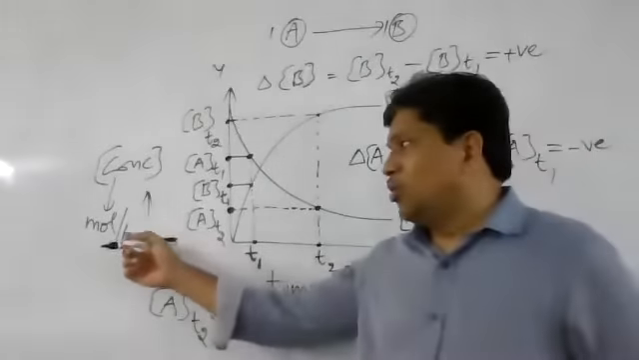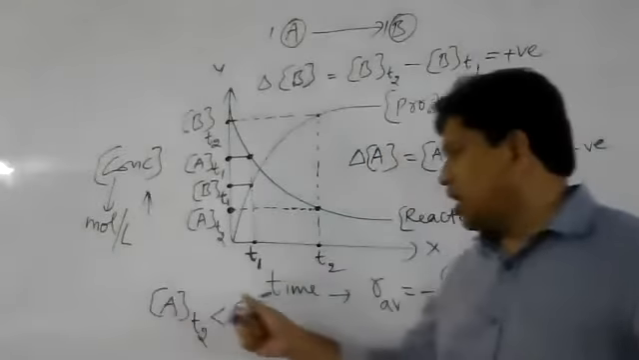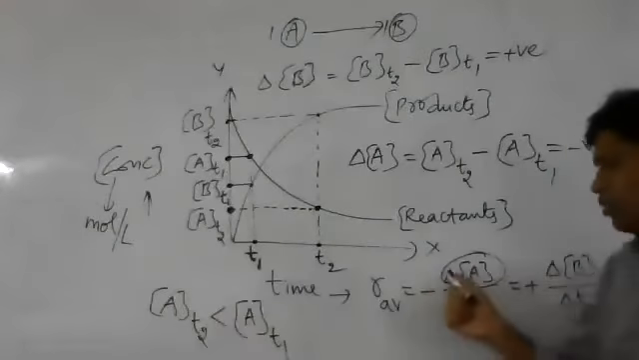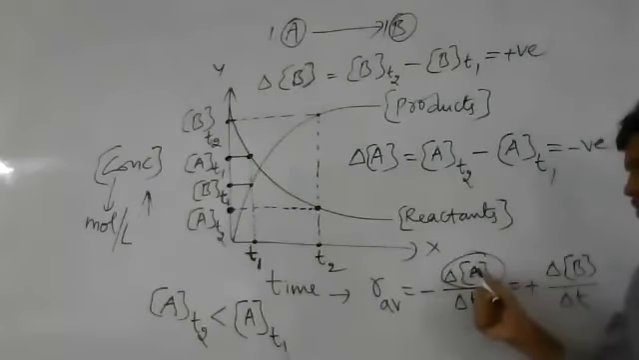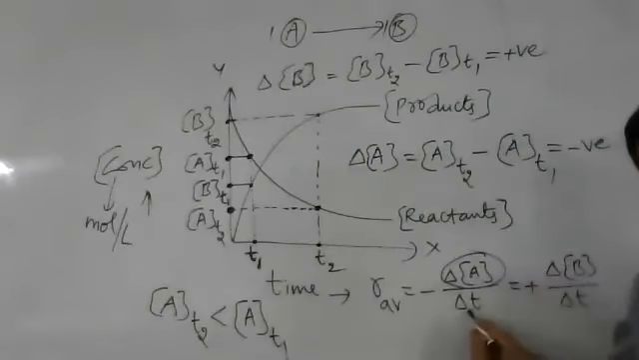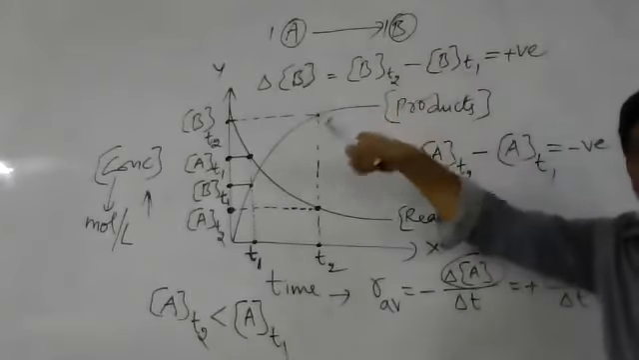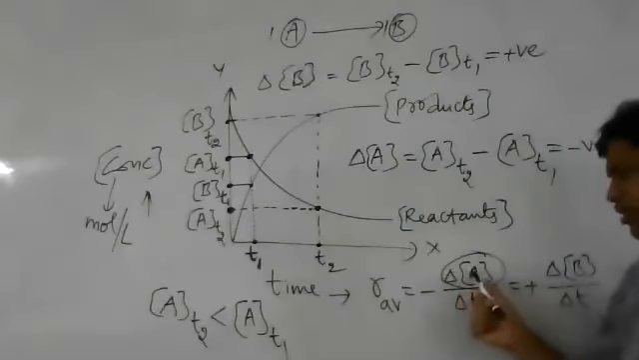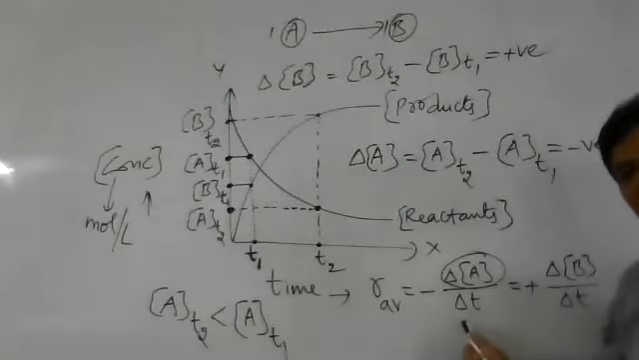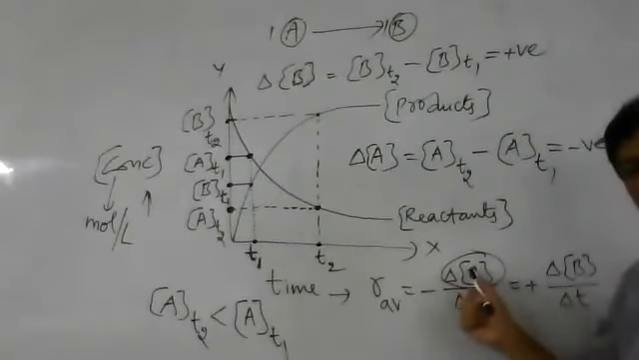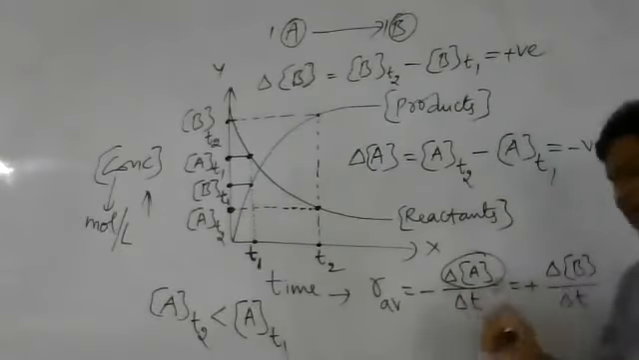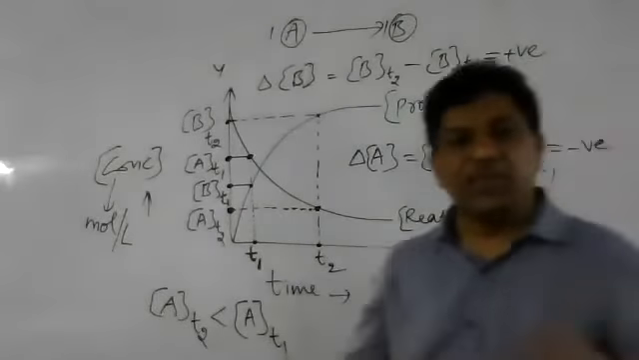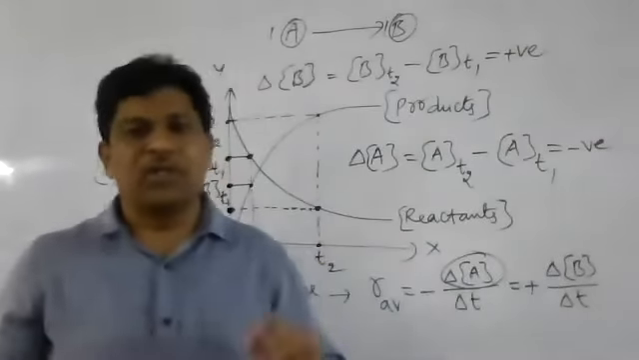But here what do we take now? Moles per liter by time. Change in concentration means moles per liter, so the rate is measured in moles per liter by time. Is that clear? But if you take a gaseous reactant and gaseous product, what do we write? Change in pressure of A by change in time. Change in pressure means we take the unit ATM, so ATM per second. If gases are taken, we take ATM per second as the unit of rate of reaction.